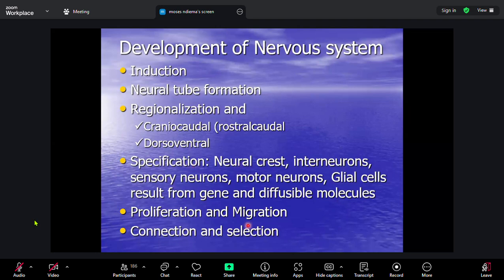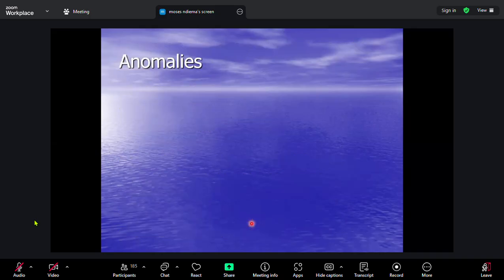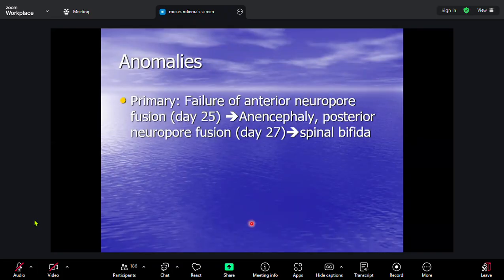Suppose we have a problem with migration and proliferation, inadequate proliferation or migration which does not reach its terminal part. What happens? So let's look at anomalies of the nervous system. What can go wrong? Primary anomaly, if you have failure of the anterior neuropore to close, it normally closes by day 25. We have what we call anencephaly.